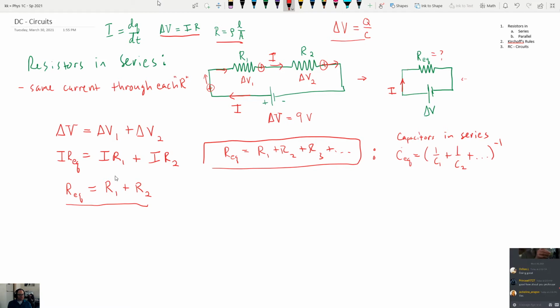Okay, that's resistors in series, and we'll do a problem with this in a second. Sorry, this is resistors in series; we'll talk about parallel resistors next. Anyone have any questions?